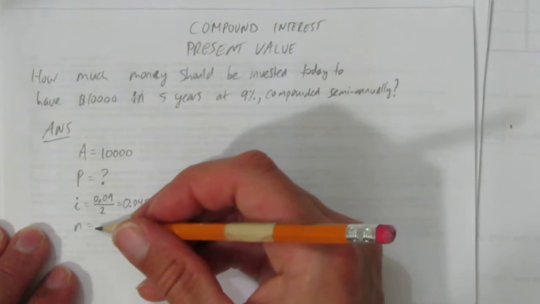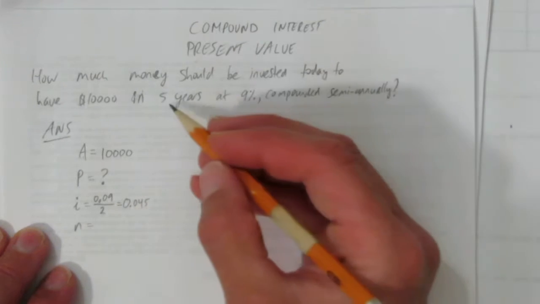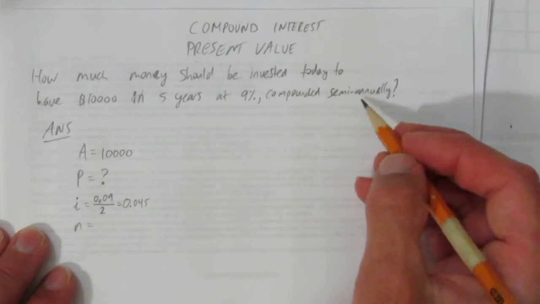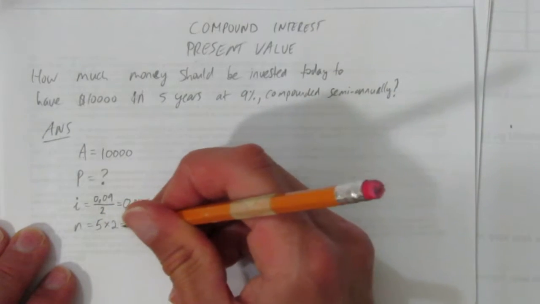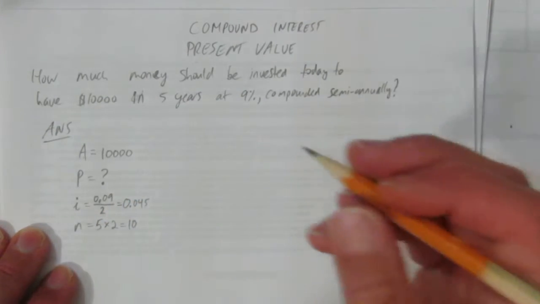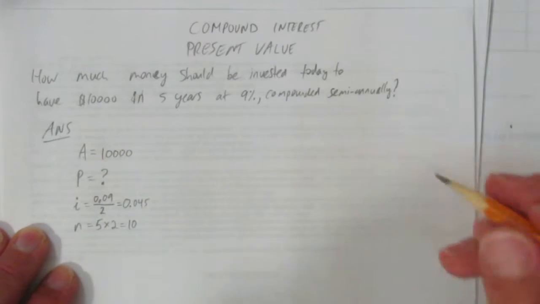So what's N? It's how many times you get interest total. You're doing 5 years semi-annually, which means you get 5 years times 2 interests per year, 10 total interests. We've got our APIN.